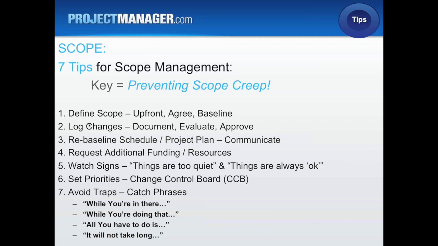So when we talk about tips, there are 7 tips for scope management in preventing scope creep. And so again, these are 7 that we found very helpful. Defining the scope up front, agreeing and baselining the scope, and then logging changes, document, evaluate, approve, rebaselining the schedule, project plan, and communicating it. And this number 4, requesting additional funding and resources.